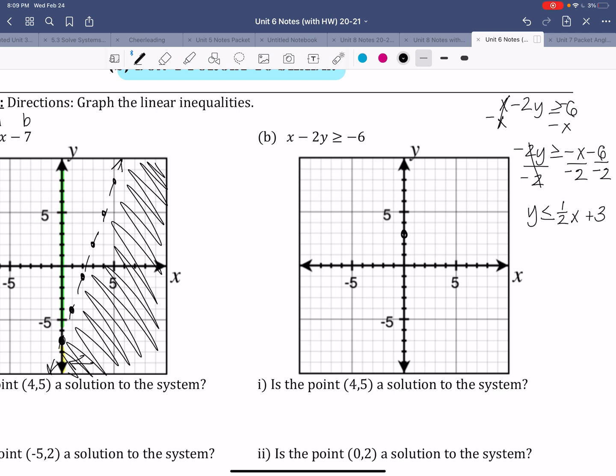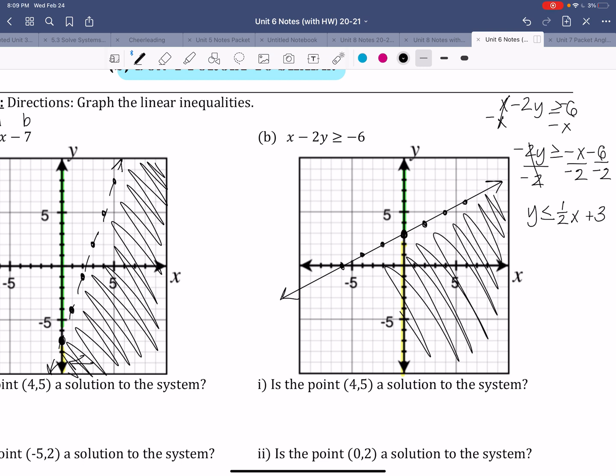So to graph this, I'm starting up at positive 3, and I'm going up 1 over 2. And same thing in the other direction, down 1 over 2. And this is less than or equal to, so my line is going to be solid. And you want to make sure it covers your whole graph. Okay, so make sure it's long enough so you can see those two sections. So y is going to be smaller in that lower portion and bigger in the upper portion. So if I want to shade where y is less than this line, I'm going to shade the bottom.